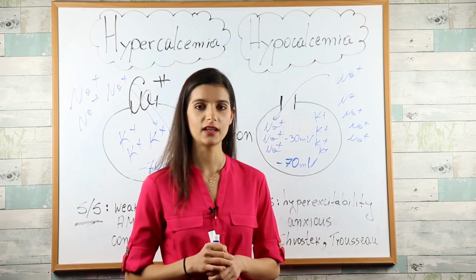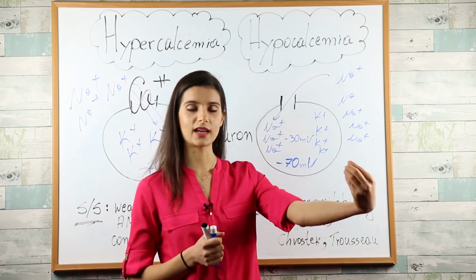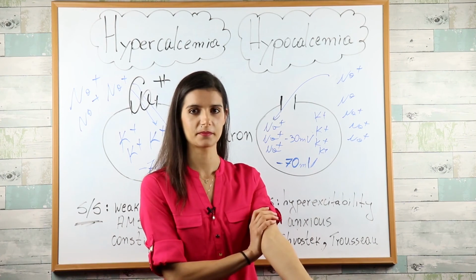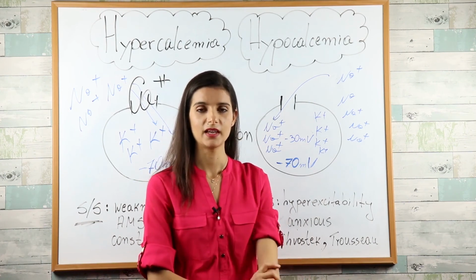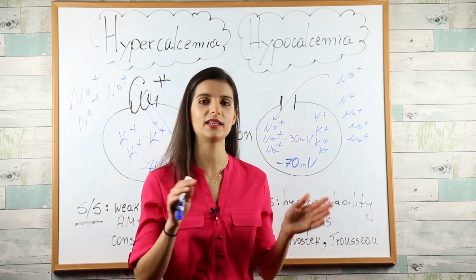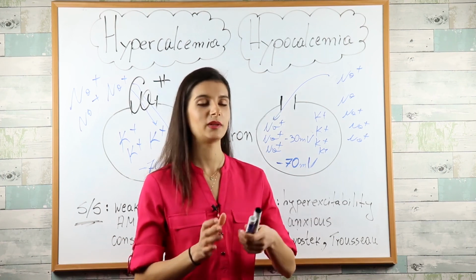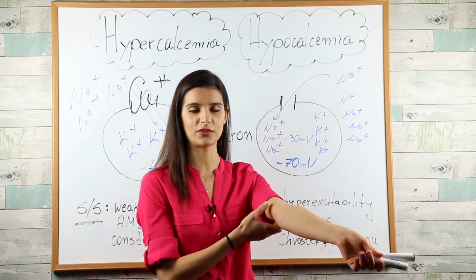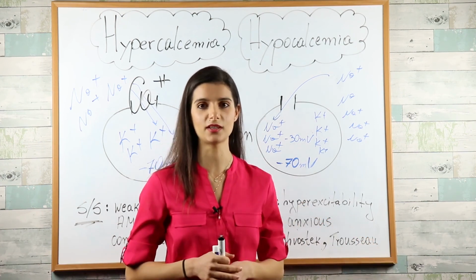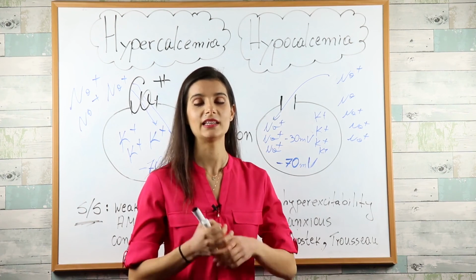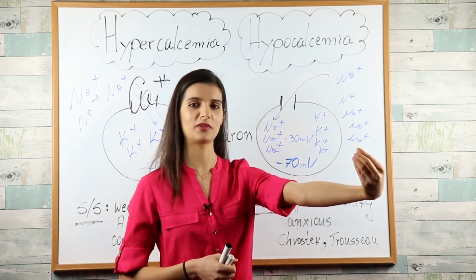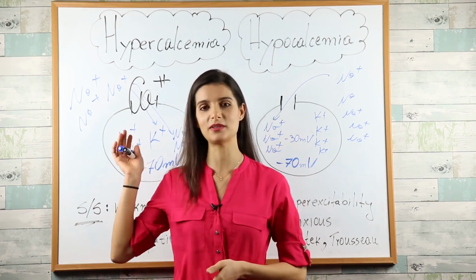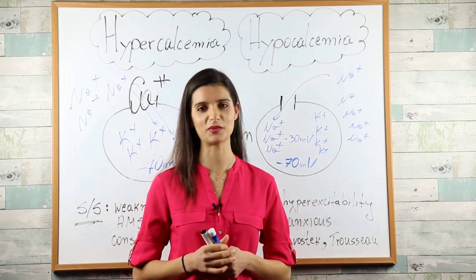Now in Trousseau's sign, we observe constant carpal spasm by putting a blood pressure cuff and inflating it. Why is this happening? Now in hypocalcemia you still have a little bit of calcium flowing around. But if you cut the blood supply to your distal arm by inflating this blood pressure cuff, from having less calcium you end up having no calcium. That's why we see this sustained carpal contraction. And this was the explanation of how hypo and hypercalcemia give you the physical presentation we observe.